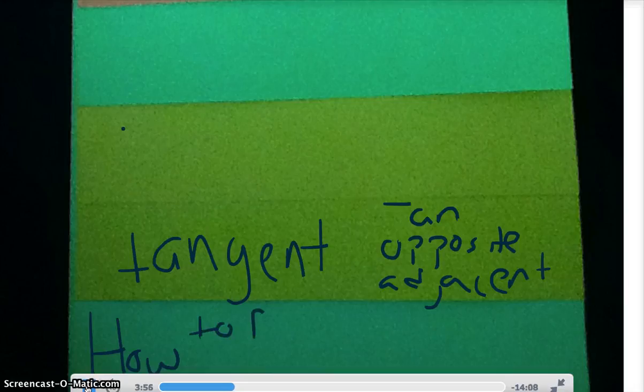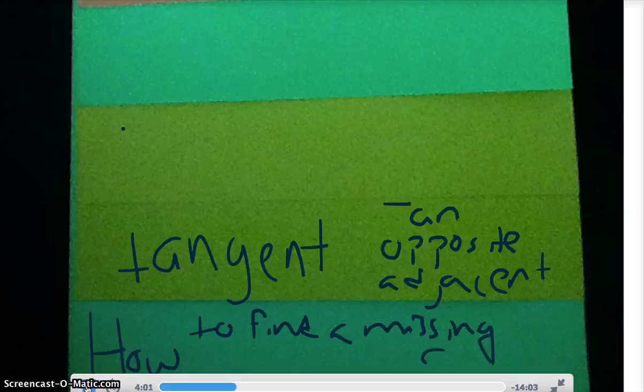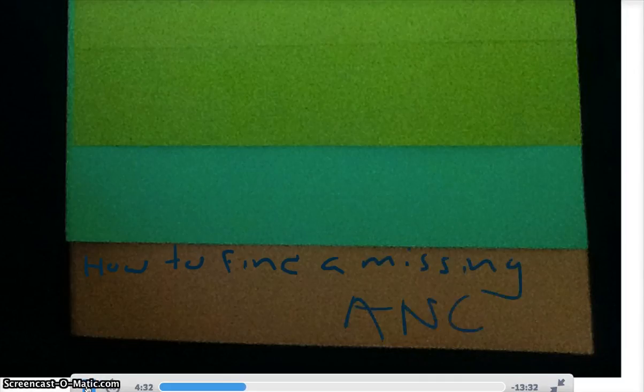How to find a missing side. Press pause again if you need to. I'm going to go up. How to find a missing angle.